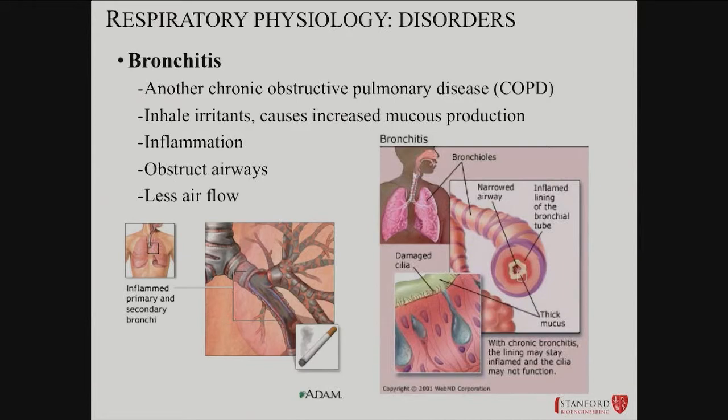Bronchitis is a more acute problem, typically. It can lead to COPD or be part of COPD, but also can be present in an acute inflammatory state. Irritants, infections, cause increased mucus production, obstruction.